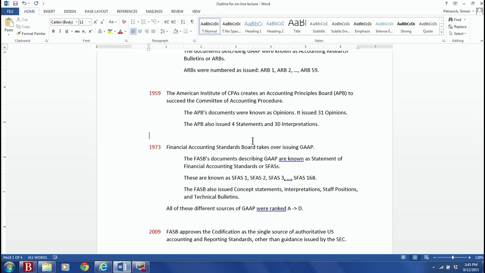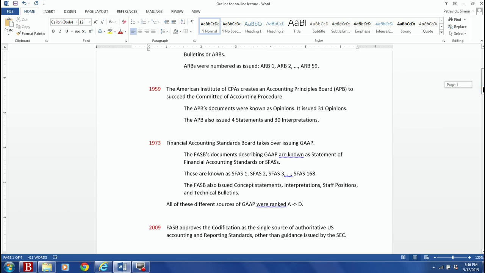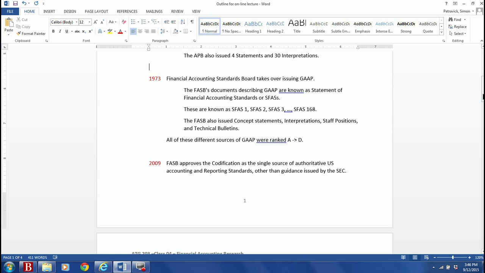In 1973, the group that is currently issuing GAAP, the Financial Accounting Standards Board, took over. At that time, when they made a decision about GAAP, they called it a Statement of Financial Accounting Standard, or the abbreviation was often just the initials SFAS. And they issued 168 standards. On top of that, there were concept statements, interpretations, staff positions, and technical bulletins. So there's a lot of different GAAP that's out there.